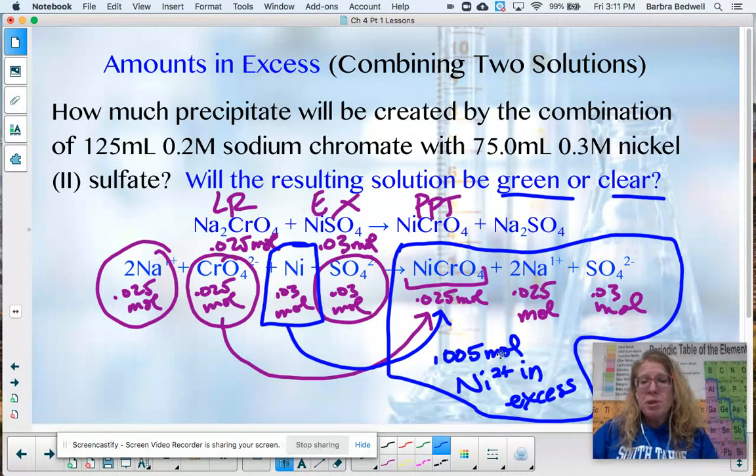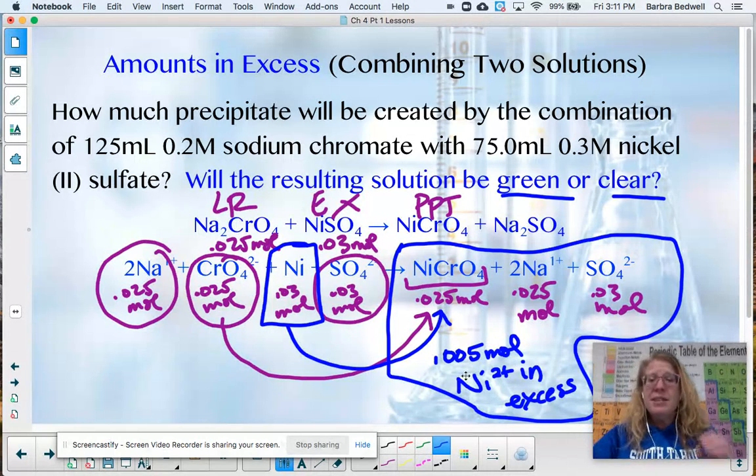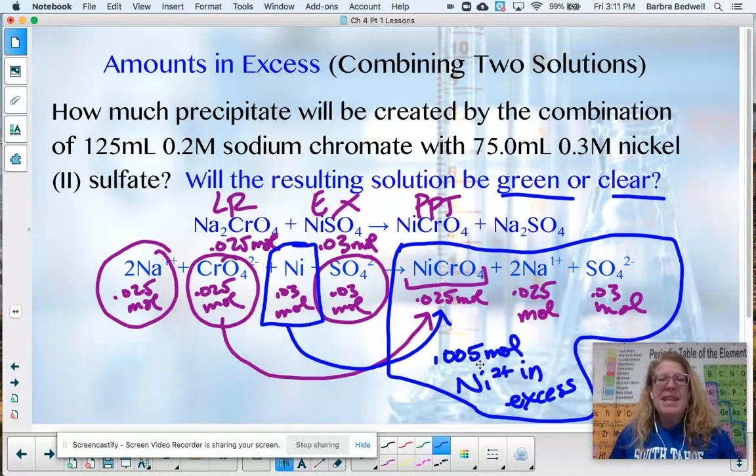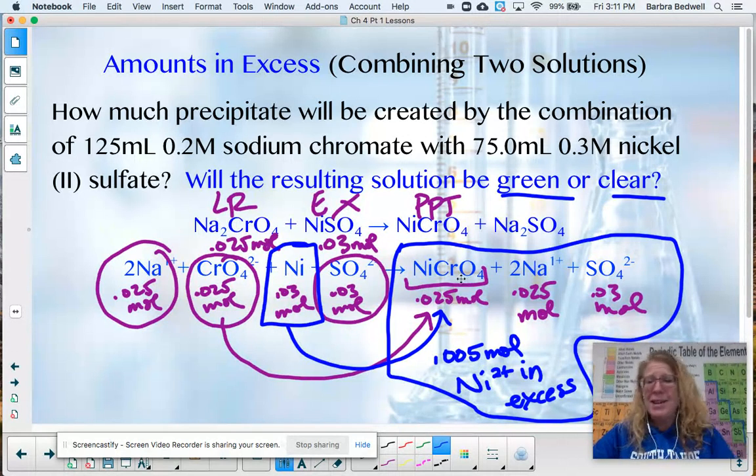So this solution, this isn't a whole lot. This solution, the remainder of it would still be just a little bit green because that nickel is in excess. It's not all bound up and there's a little bit of it left over. This would be a toxic solution that's left over. The chromate getting taken out is good, but the nickel ions would still be present in excess just a little bit. So our remaining solution would be a little bit green.